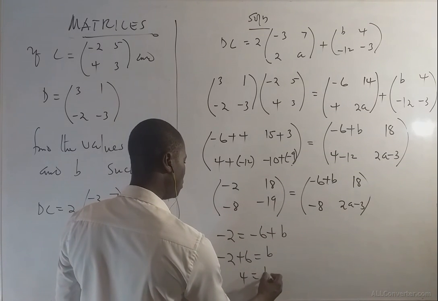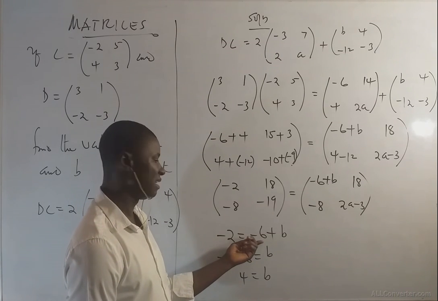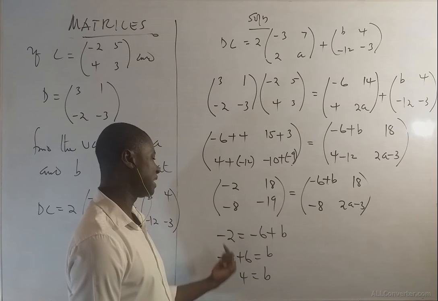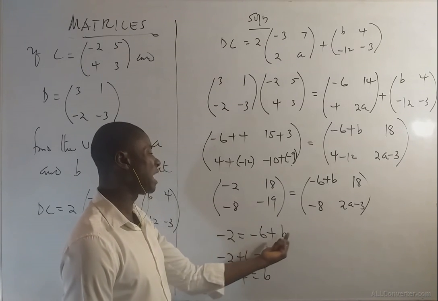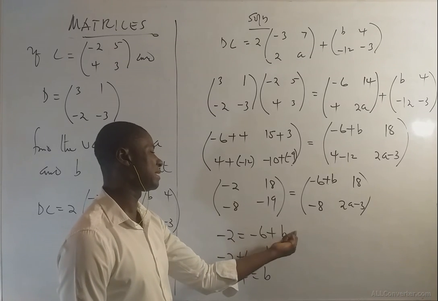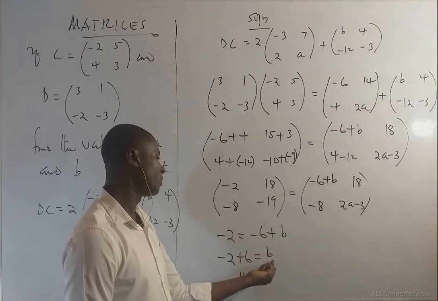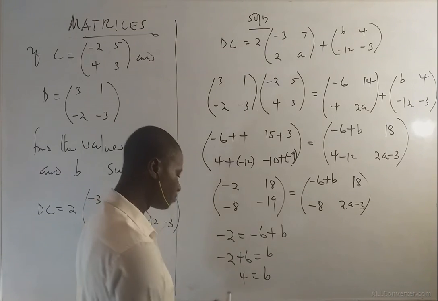So 4 equals b. Now what's really happening here is, if you want to do away with the minus 6, what we are saying is the minus 6 becomes plus 6 on the left hand side. The reason is that if you want to do away with it, what you do is you add plus 6 to both sides. When you add plus 6 to the right hand side, minus 6 plus 6 will be 0, so we'll be left with b. Then the minus 2 plus 6, then we have the 4. That is all. So now b is 4.